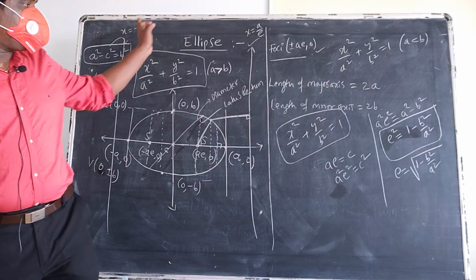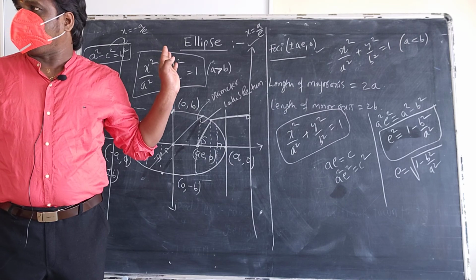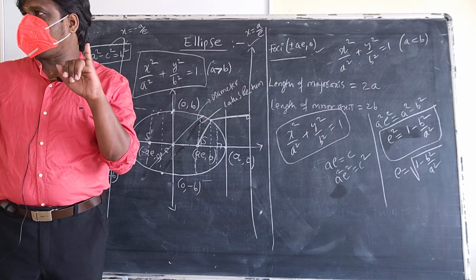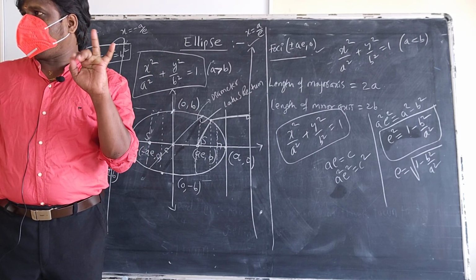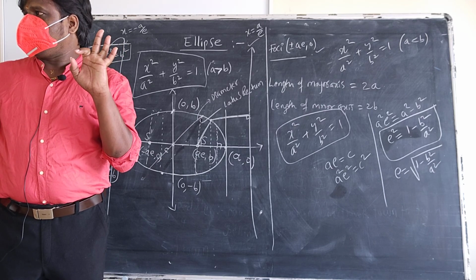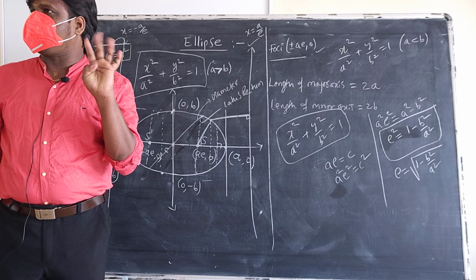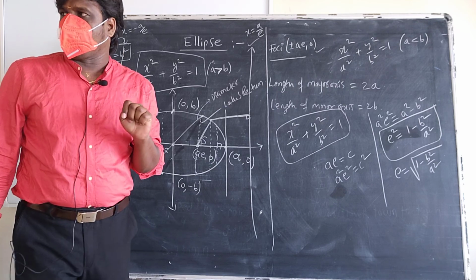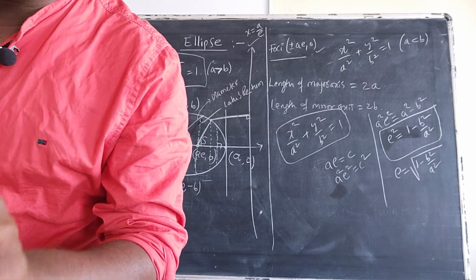So how many points did we cover in this? Many points we covered. Eccentricity we covered. Focus we covered. What is the focus? Plus or minus a comma 0. Vertex we covered. Okay. Length of latus rectum I will explain now. Okay, wait, in the next video I will explain.